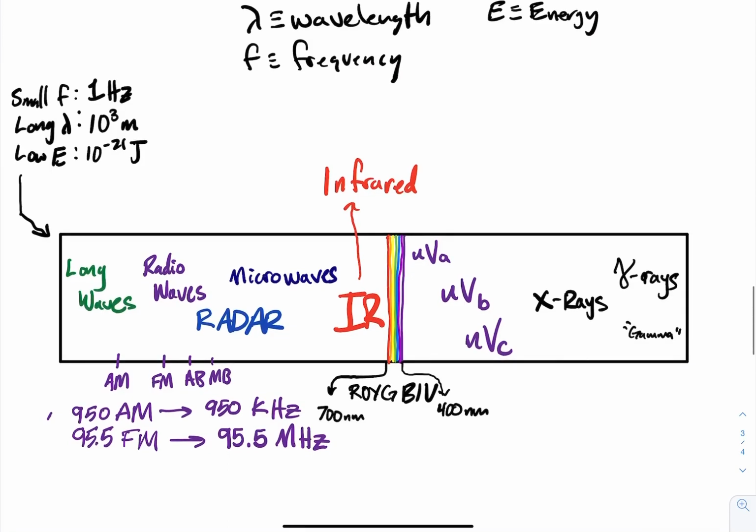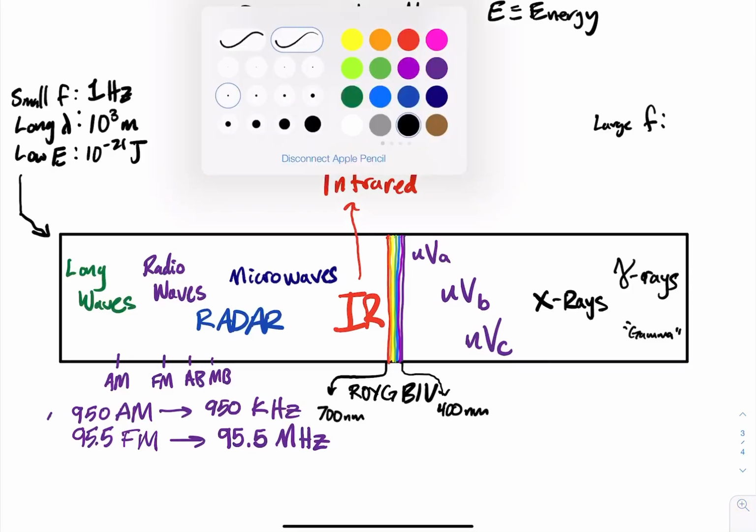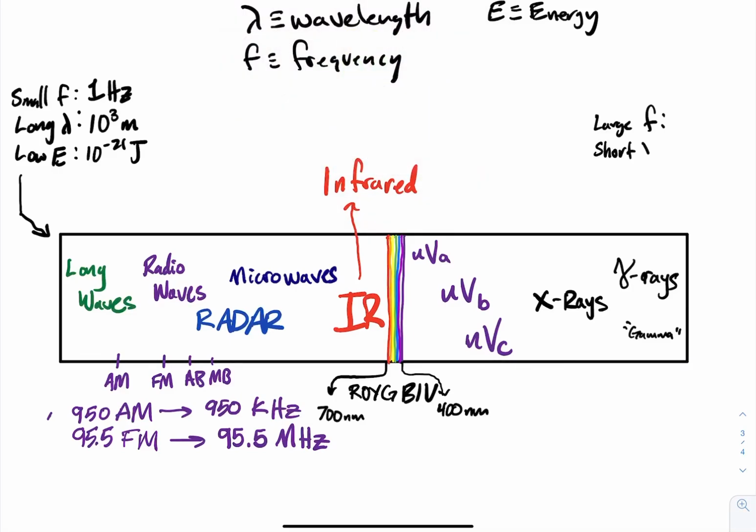So on this side of the spectrum, we have very large frequencies, short wavelengths, and very large energy. Large energy might be 10 to the negative 12 joules. It doesn't sound like a lot, but for a tiny little light wave, it's quite a bit. Short wavelengths would be approximately 10 to the negative 15 meters, or a femtometer. And large frequencies would be about a gigahertz.